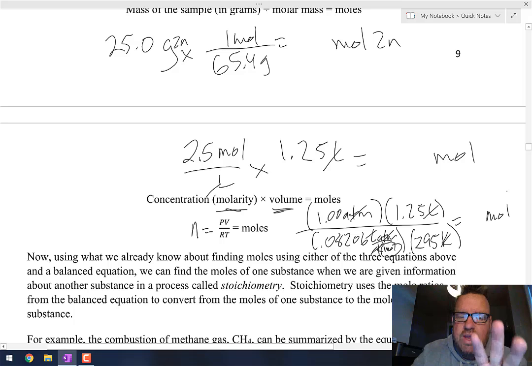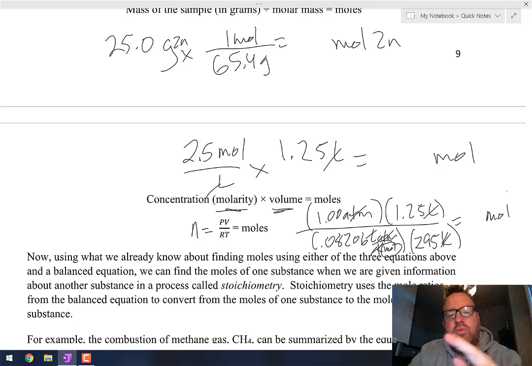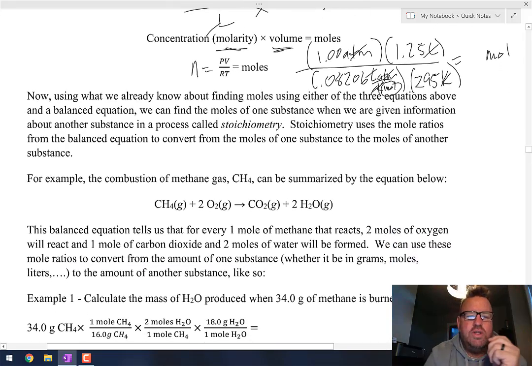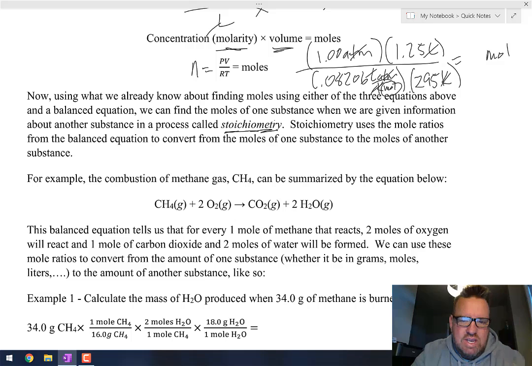So there are 3 different ways to start these problems: starting with the grams, which you convert to moles; the concentration and volume, which you convert to moles; or the pressure, volume, and temperature, which you convert to moles. Using these moles, we are now going to do what's called stoichiometry. Stoichiometry is really easy. If you understood that 1 mole of D plus 2 moles of F2 makes 1 mole of DF4, then you understand the concept of stoichiometry.